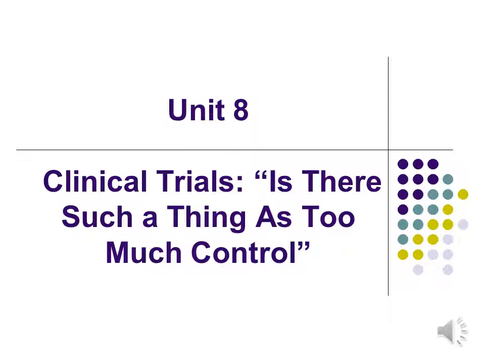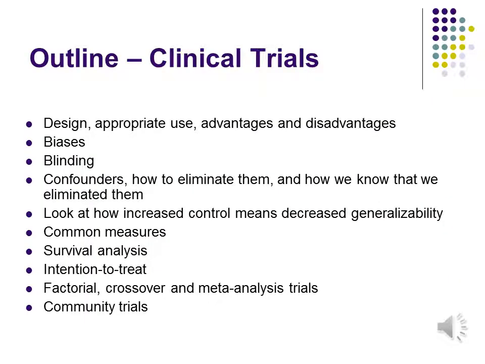Clinical trials, one of the things that we do is control things quite well, and sometimes we wonder if it's too much control, so it's not as generalizable. Here are some of the concepts we want to cover in the review: the design, appropriate use, advantages and disadvantages of clinical trials, also the biases, some blinding, what different types of blinding are, the confounders, how to eliminate them, and I know we've talked about this before, but we will review it because it's critical. Look at how increased control means decreased generalizability.